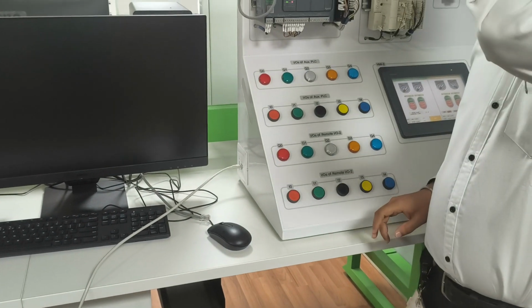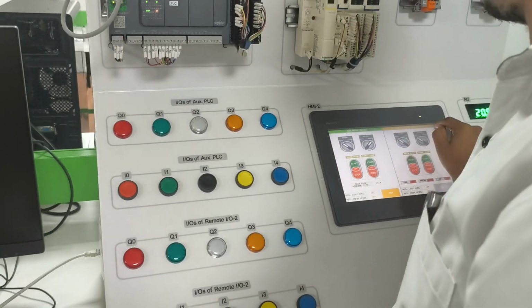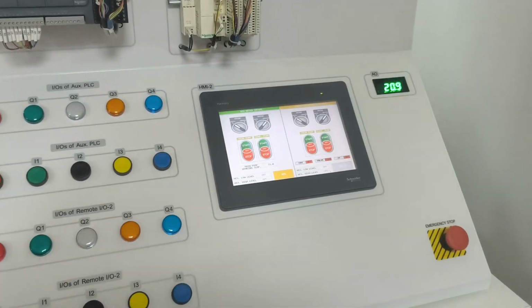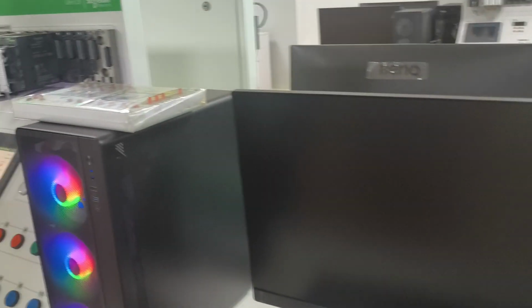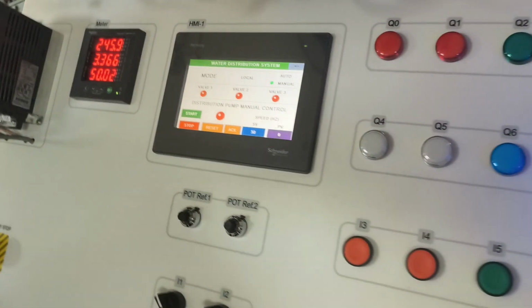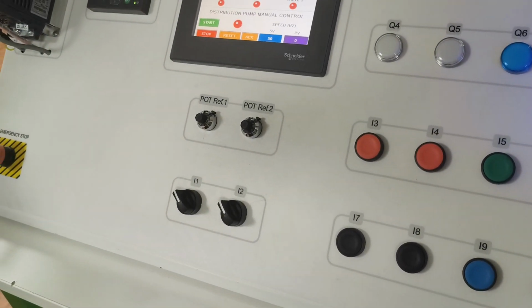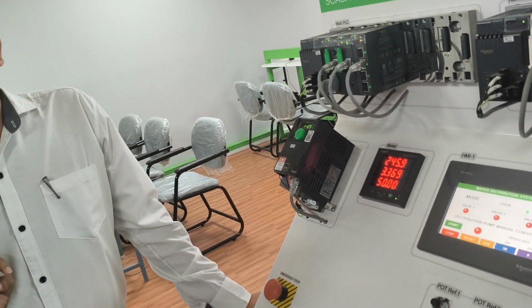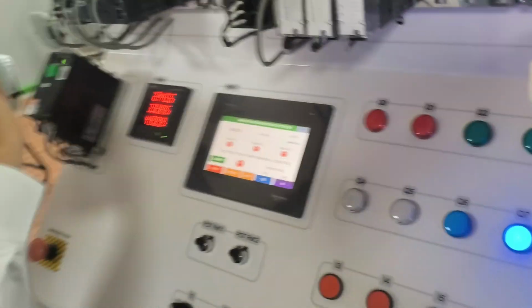First I'll put everything locally, sir. All are in local manual. And here also I'll put local and manual. Now I have to start the pump from the reservoir. Start from the reservoir. Check, this is the water distribution. So distribution is not there.